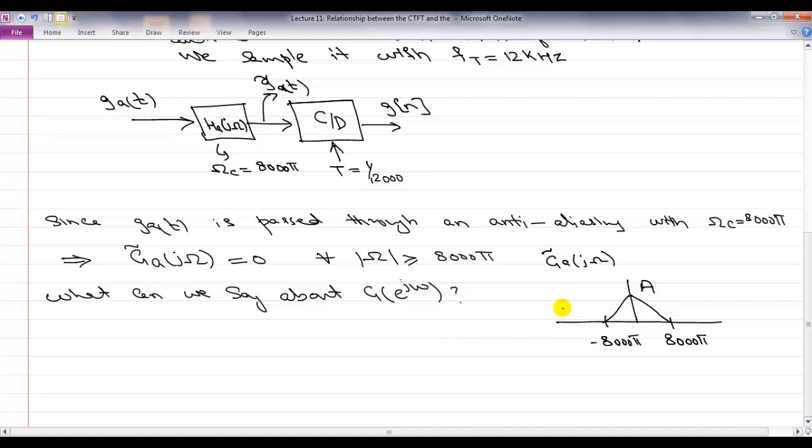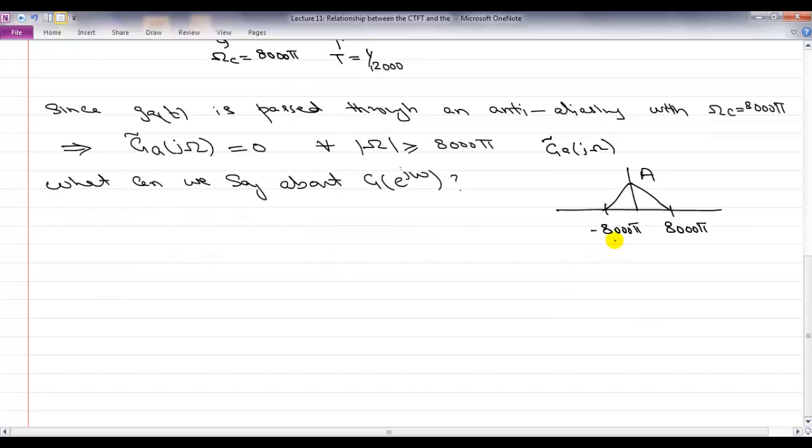So according to the relationship, if you want to compute Ge of j omega, first of all, you scale the axis by capital T. So this is the omega axis. I want to take it to the little omega axis. I first scale it by capital T. So what will 8,000 pi become after I scale it? What will these endpoints be after I do the scaling of the frequency axis?